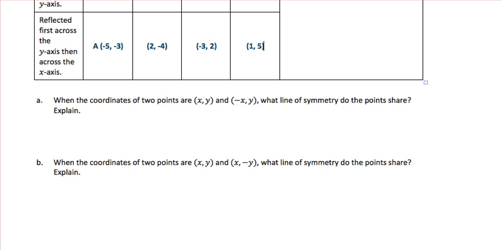So then looking at it, when the coordinates of 2 points, x, y, and negative x, y, what line of symmetry do the points share? Well, they would be reflecting across the y-axis. And when the coordinates are x, y, and x, negative y, they would be reflecting across the x-axis.